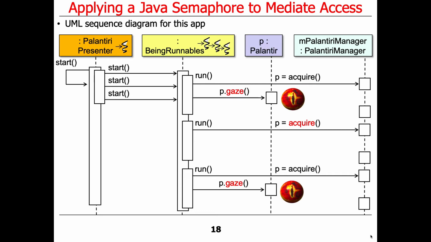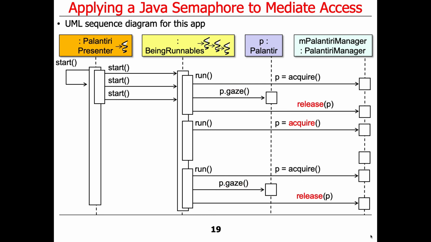They then take their Palantir, each one of them, and they gaze into it. This guy gazes in, this guy gazes in. They're running in separate threads. They can run independently and concurrently. This guy's still blocked on acquire. At some point, one or both of these guys will release the Palantir after they're done gazing. At that point, this guy can acquire it, and that being can then gaze into the Palantir.